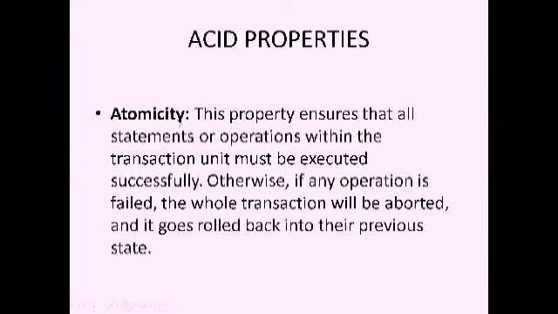So atomicity. What is atomicity now? This property ensures that all the statements or operations within the transaction unit must be executed successfully. Otherwise, if any operation fails, the whole transaction will be aborted and it is rolled back to the previous state. Means all the operations performed to complete a transaction should be successful. But if any particular operation fails, the whole transaction will be aborted. And what happens? It will be undone.